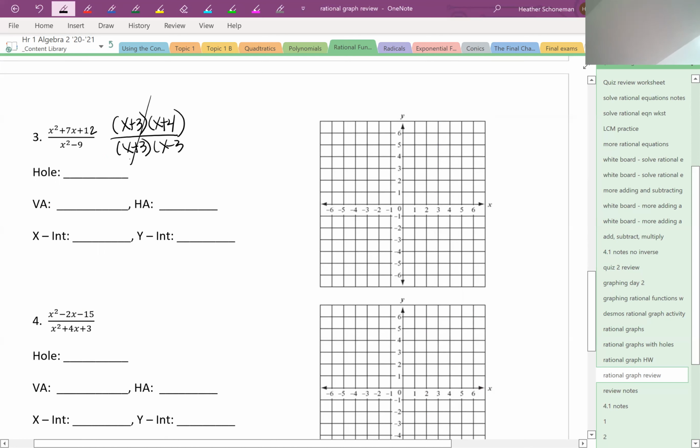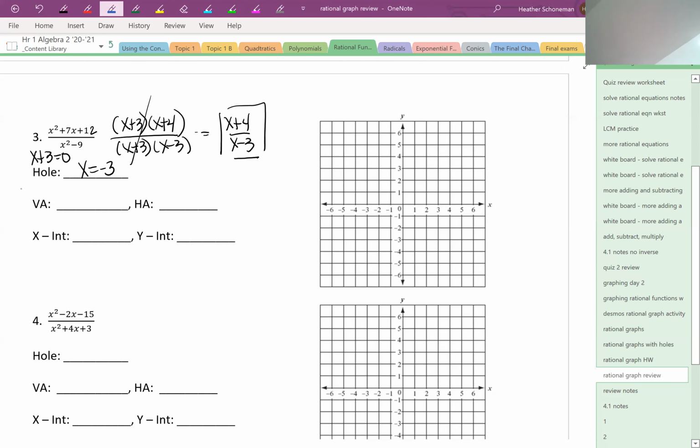So whatever cancels out, that x plus 3, if we set that part equal to 0, that is where the hole is going to be. But then I want to write my answer as a reduced fraction because this is the function that I'm going to work with moving forward. So to find my vertical asymptote, I'm going to set the bottom equal to 0. So I get x is 3. Your hole and your asymptote can never be the same number. So if they are, somewhere along the line, you've made a mistake.